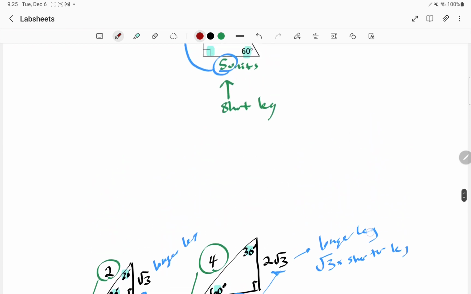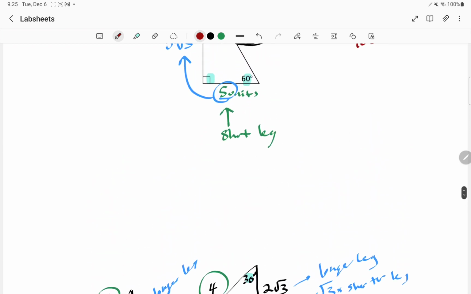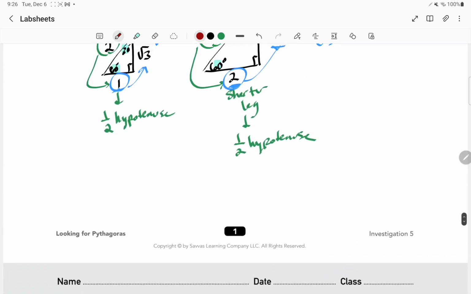And then on number 3, so that was number 2 in part D. Number 3 says, if the hypotenuse of a 30, 60, 90 triangle is S units long, what are the lengths? So this is huge, right? This is what all of this was leading up to.